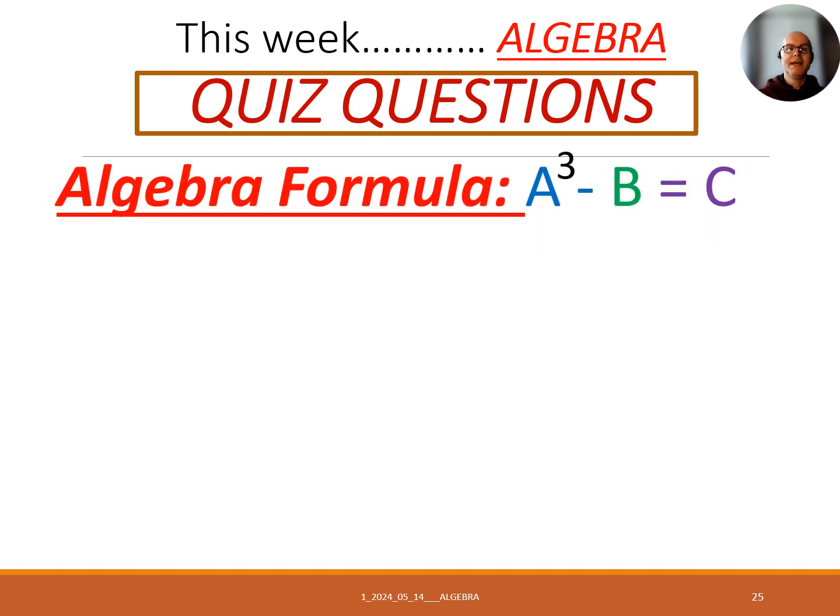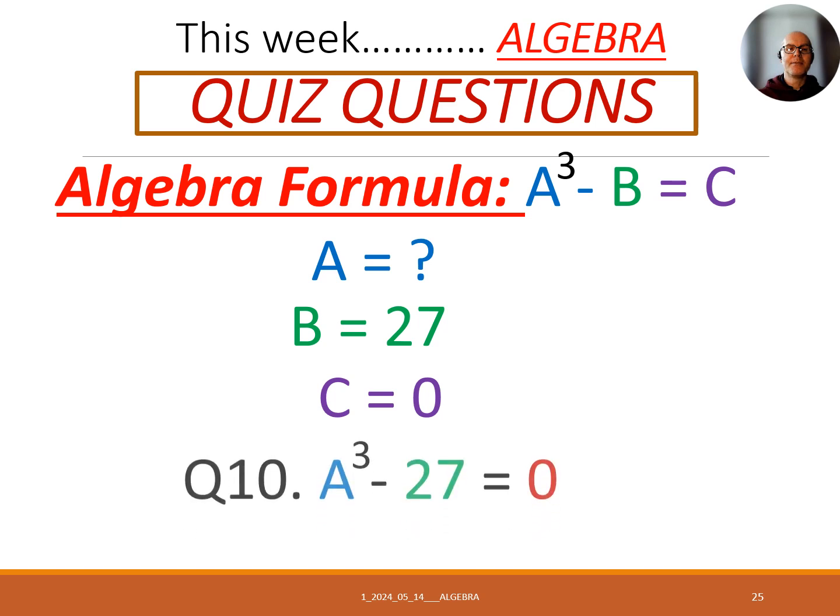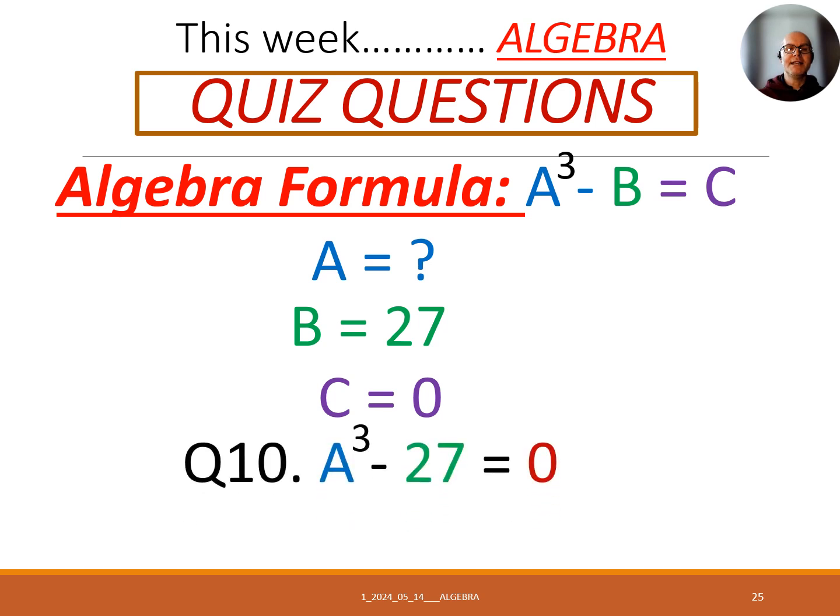Question 10. A cubed minus B equals C. We're going to try and work out what A is. B is 27 and C is 0. Substitute the values in. A cubed minus 27 equals 0. So we know that A cubed has got to be 27. So 27 minus 27 equals 0.